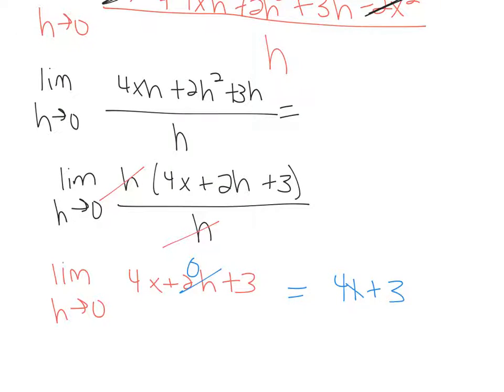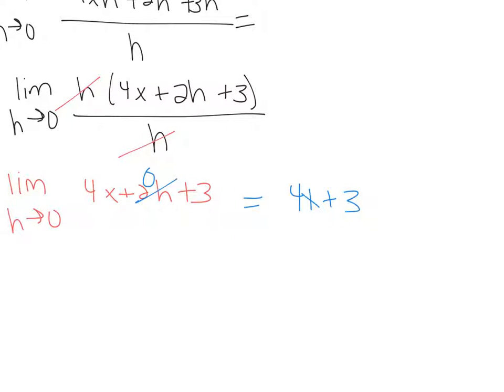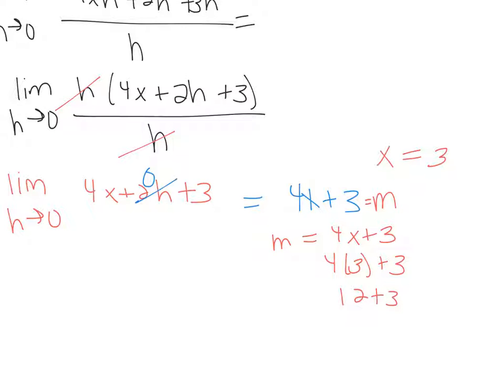4x plus 3 represents your derivative. It also represents the slope at any given point. So this is m. To find my actual value of m, I'm just going to plug in that x value that I found. So 4x plus 3 is my equation. My x value that they give me is 3. So I'm going to plug in 3 for x, and I get 12 plus 3. That means my slope is 15 at x equals 3.